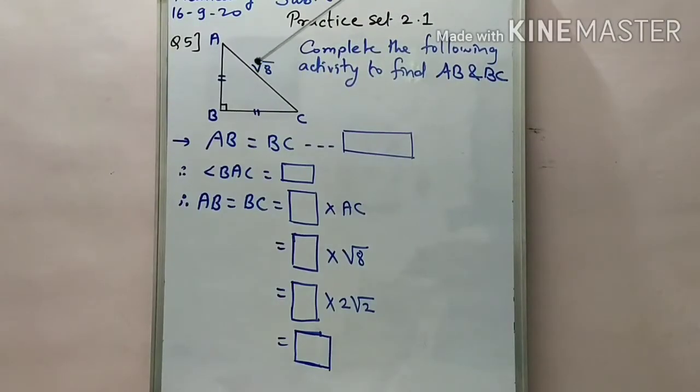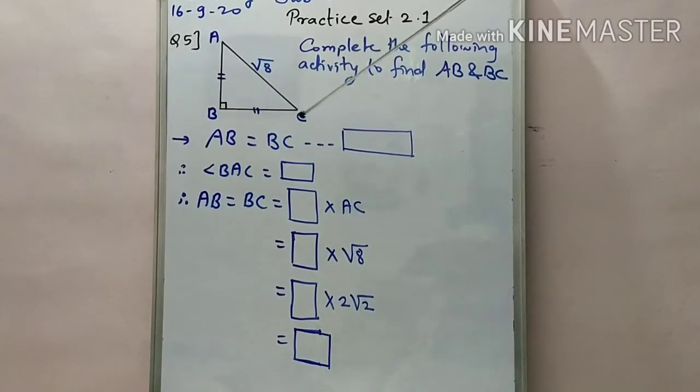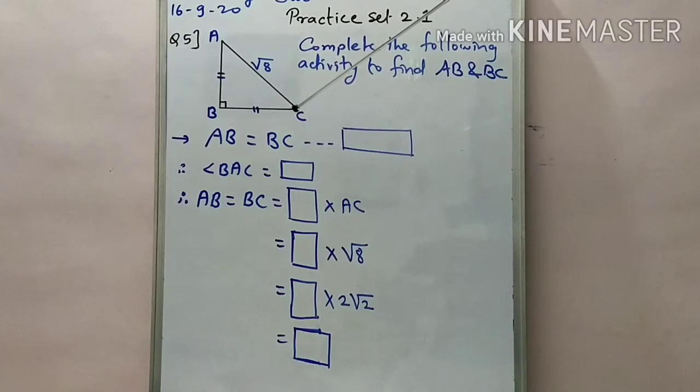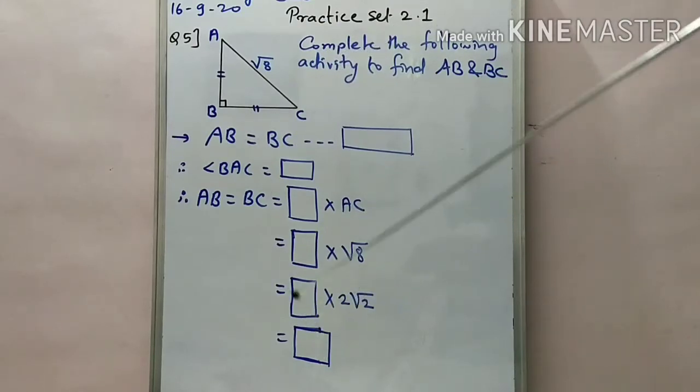Fifth example: complete the following activity to find AB and BC. Here we have a figure, triangle ABC, where angle B is given as 90 degrees, and it is also given that AB equals BC, and the length of AC, which is the hypotenuse, is given as root 8. To find these equal sides AB and BC, you have to complete this activity.